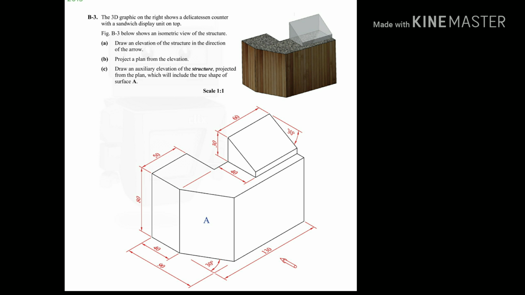Part B. Project the plan from the elevation. Part C. Draw an auxiliary elevation of the structure projected from the plan, which will include the true shape of surface A.